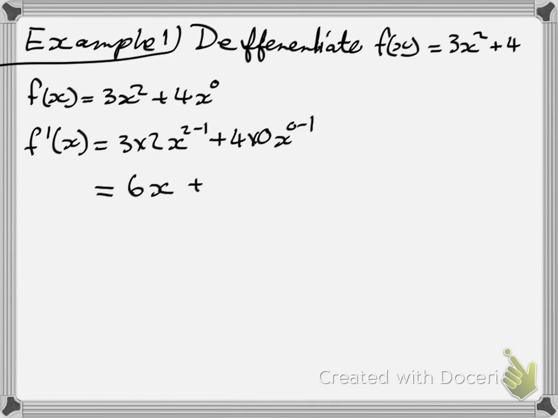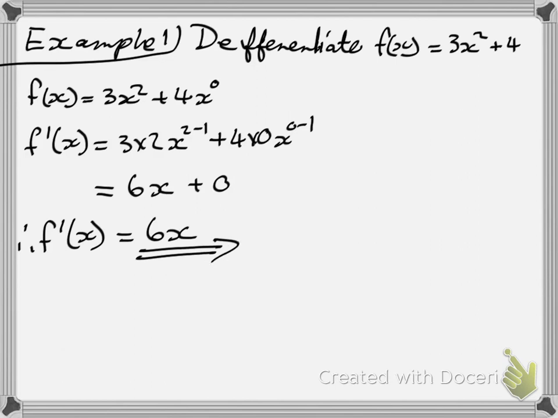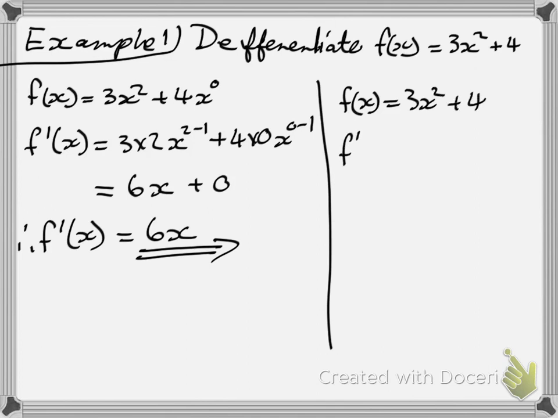This is going to be 6x plus 0. So we can say in short, f prime of x is equals to 6x. Let's see how we do it very fast. So we're in the fast lane now. So there we go. When we differentiate it, we know that it quickly gets there.